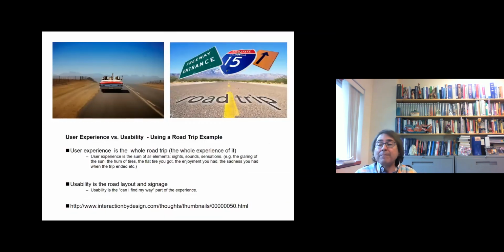And just one metaphor here to help explain the difference that I like about user experience versus usability, using a road trip example. So think of the user experience like being the whole road trip, the whole experience of deciding to go on the trip, all the things that happen to you on the trip, getting lost on the trip, happiness, sadness is part of the user experience. And technically, usability is often considered more about how to get there, how to read the layout and the signage. Can you navigate through wherever you're going? So a bit of a metaphor.